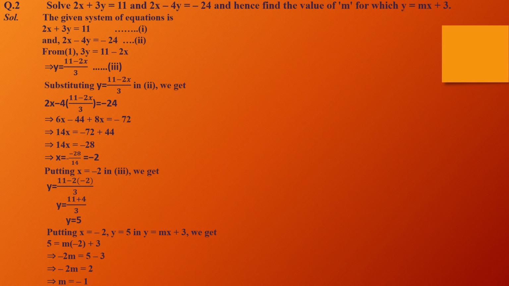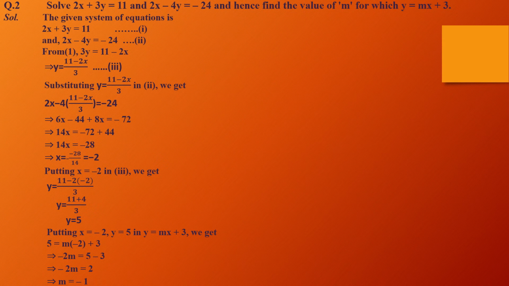First of all, we take equation number 1. The equation number 1 is 2x plus 3y equals 11, and on solving we can write it as 3y equals 11 minus 2x. On solving we get y equals (11 minus 2x) upon 3. We get the value of y here, and we consider it as equation number 3.